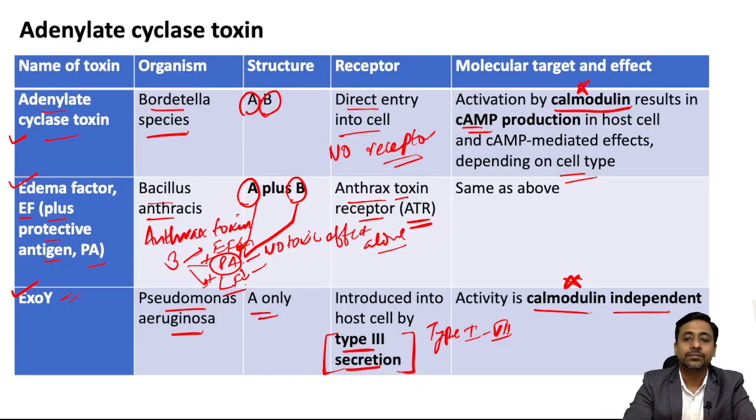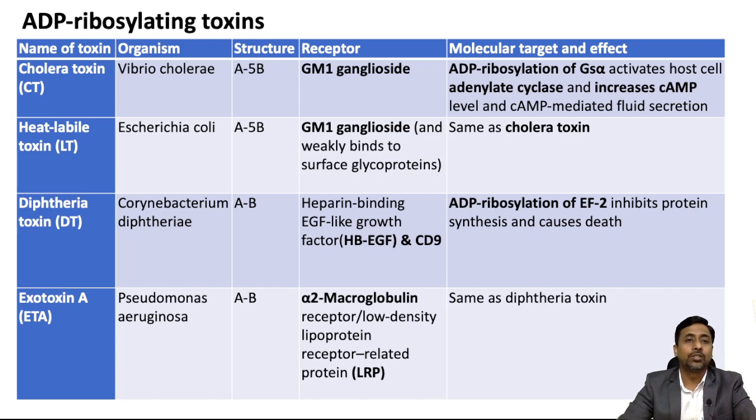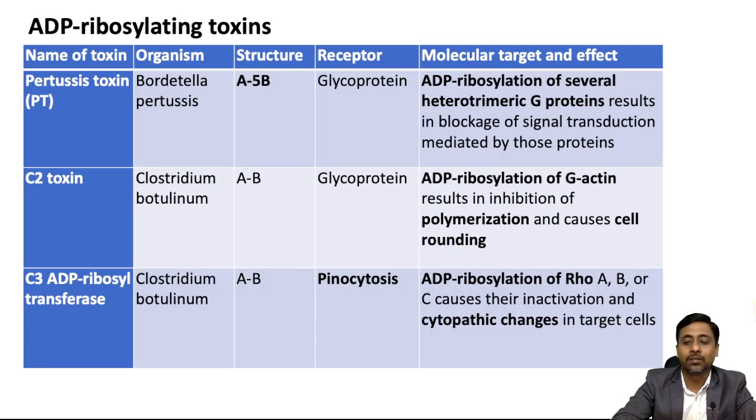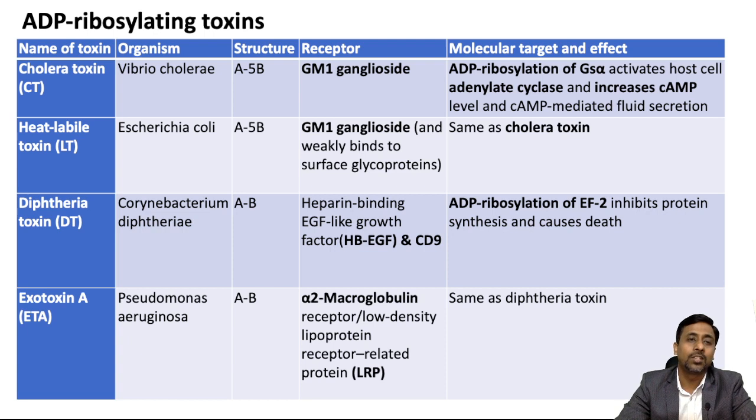Okay, so now let's see the next type of toxin, that is ADP ribosylating toxins. So this contains the maximum number of toxins produced by bacteria. So it has got these 4 and then these 3 types of bacterial toxins. So they have got a total of 7 types of ADP ribosylating toxins. So the first one which is asked in the question is cholera toxin, which is produced by Vibrio cholerae.